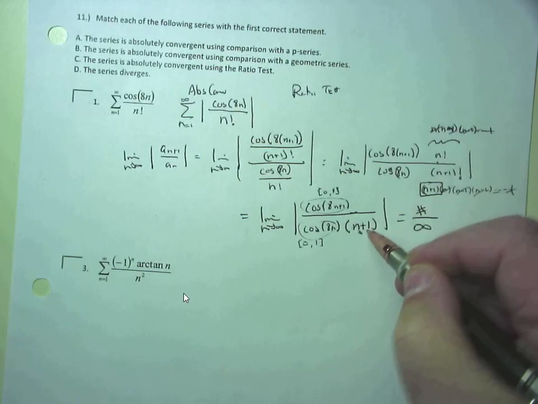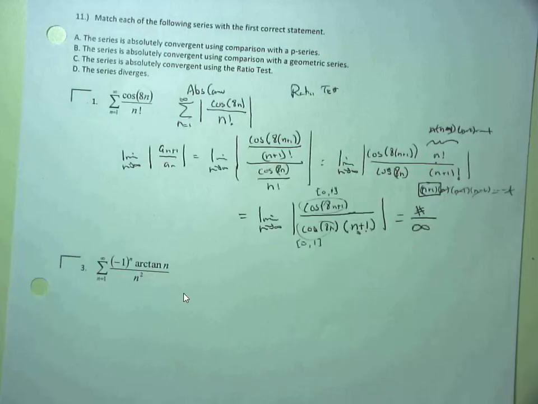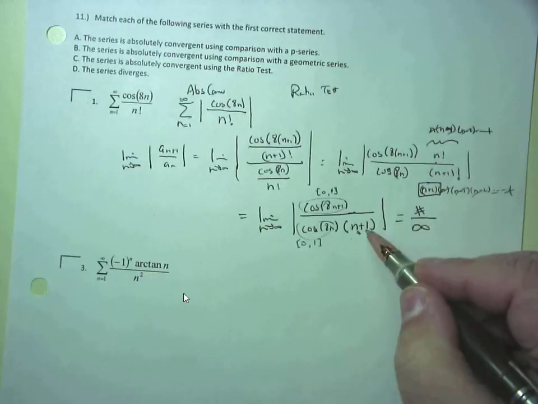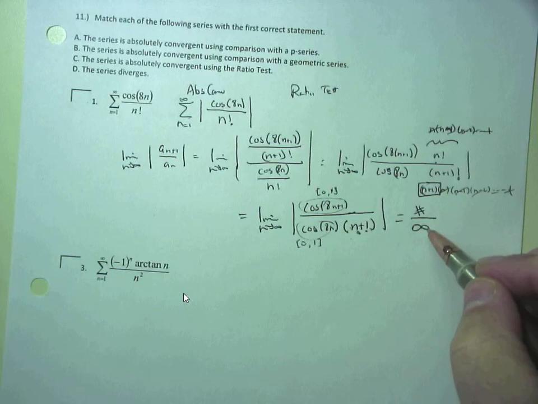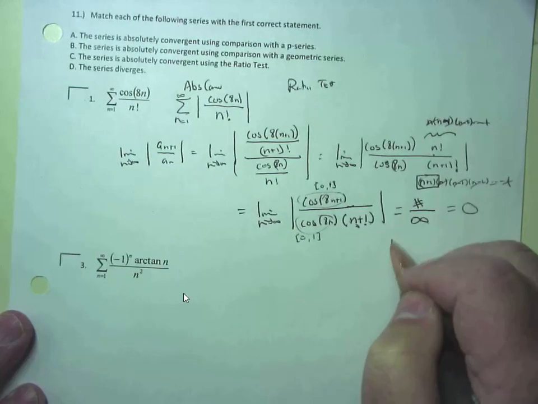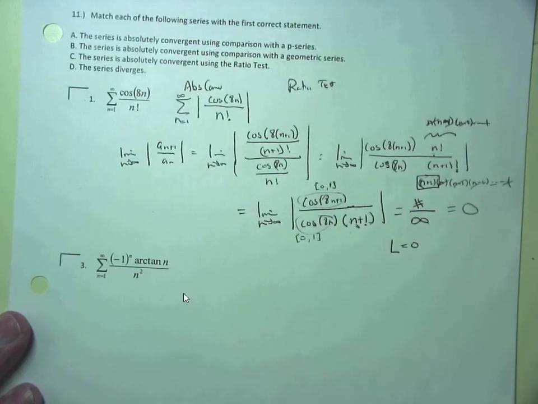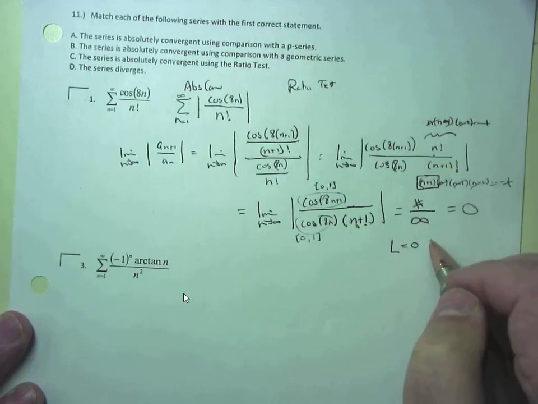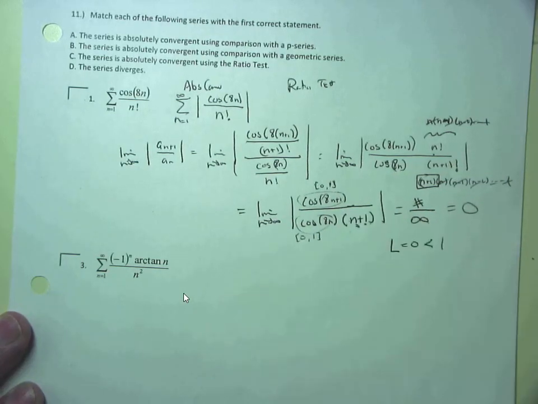Does that make sense? These are trig functions. They're just going to wave at you. But the n plus 1 goes to infinity. And when the denominator gets bigger, what's the overall fraction doing? Going to 0. So your L equals 0. And this is the ratio test. In the ratio test, when L equals 0, L is less than 1. So what's this series going to do?